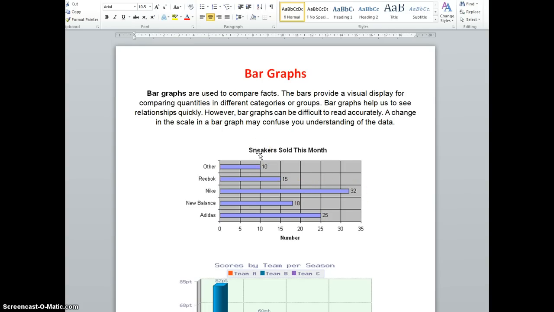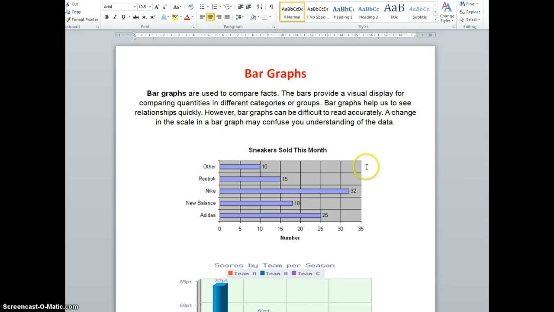They can be difficult to read accurately, and a change in the scale can confuse your understanding of the data. So even though there are some drawbacks of bar graphs, there's a lot of great things. And the great thing is that we can just read it really quickly and we can really see the differences.